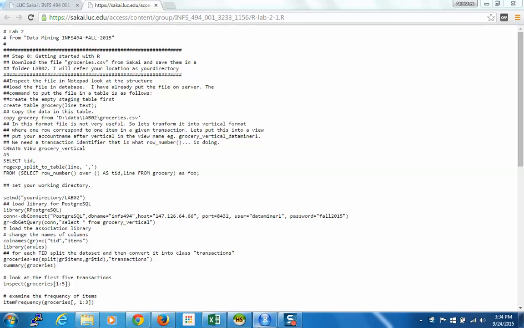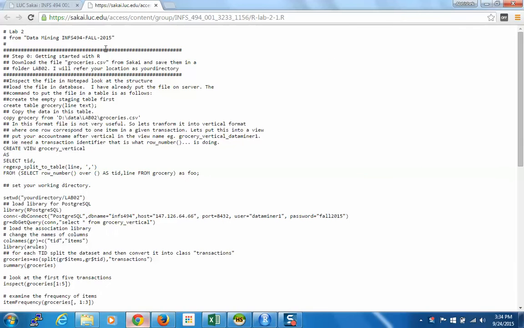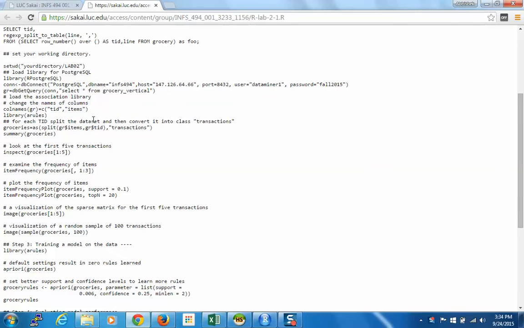Okay, so now our arules library is loaded. So let's start applying the apriori algorithm as we talked about in the class. So let's go back to our script. The command to apply the apriori algorithm is of course apriori, and then you have to give the transactions which are there in your data set.